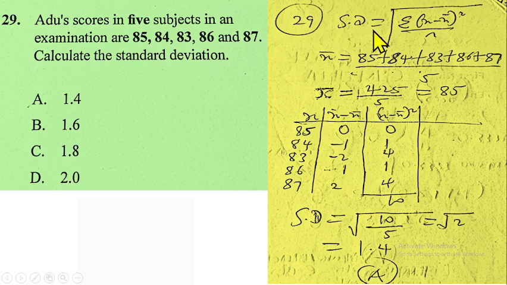So what's the formula for finding the standard deviation of an ungrouped data? We have the square root of the summation of x minus x bar squared over n. Our x are the data given to us. Our x bar is the mean.